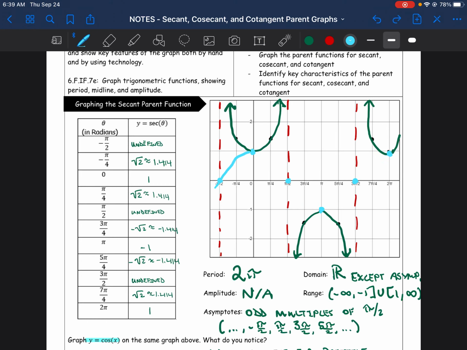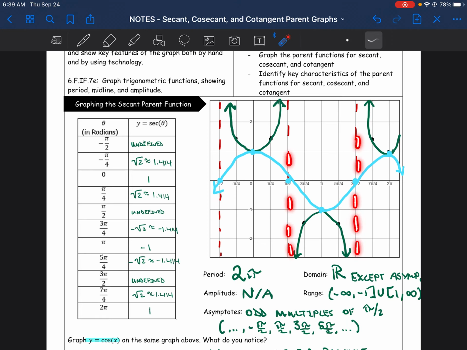I think I can do better than that. Not bad. Okay, so let's see what we notice here. Let's talk about some things that I notice. The first thing I notice is that the maximum values for y equals cosine of x turn out to be the minimum values for the positive sections for y equals secant of x, or secant of theta. Another thing that I'm noticing is that everywhere that there is an x-intercept for y equals cosine, it also corresponds to an asymptote for secant.